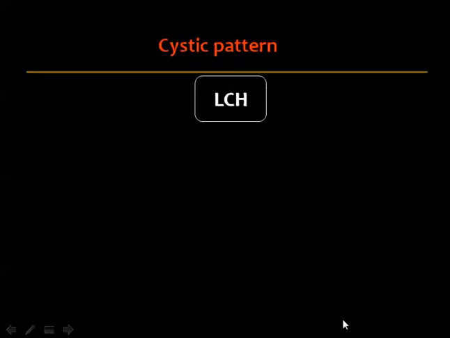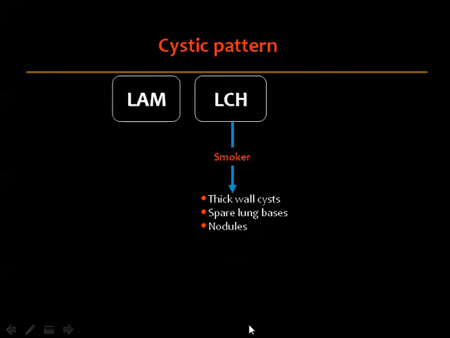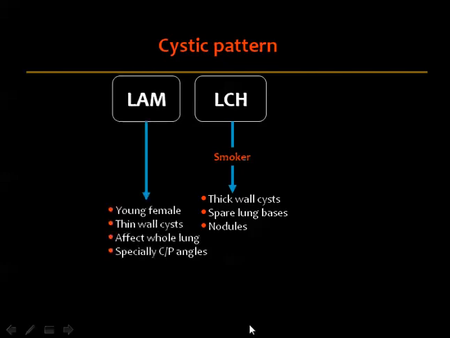The cystic pattern. Langerhans cell histiocytosis, and the history of smoking is essential. Then thick wall cysts, sparing the lung bases, some of the nodules and the cysts are in the range of 1 centimeter in diameter. Lymphangioleiomyomatosis: the young female in the reproductive age. Then thin wall cysts affect the whole lung, especially the costophrenic angle.